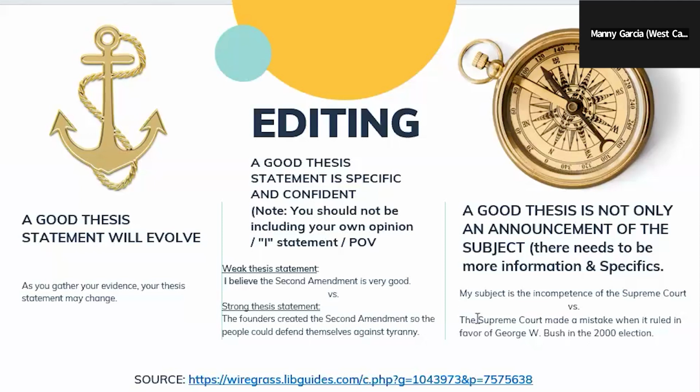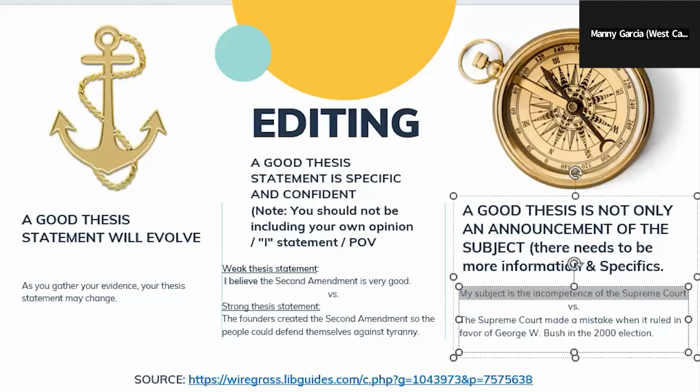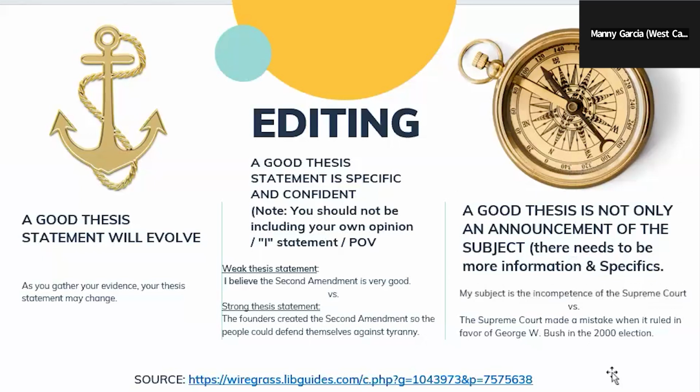So, let's analyze this for a second. What is the problem with this first one? The problem is that you're not presenting any points. You're just stating something, but you're not expanding it. Exactly. Very good. It's not specific. It's not giving us any information.